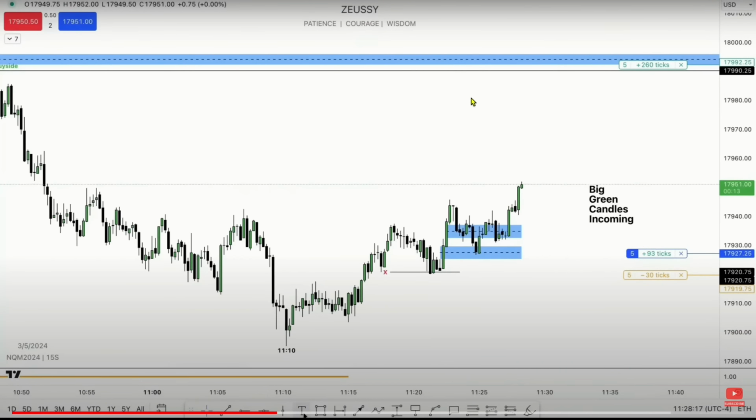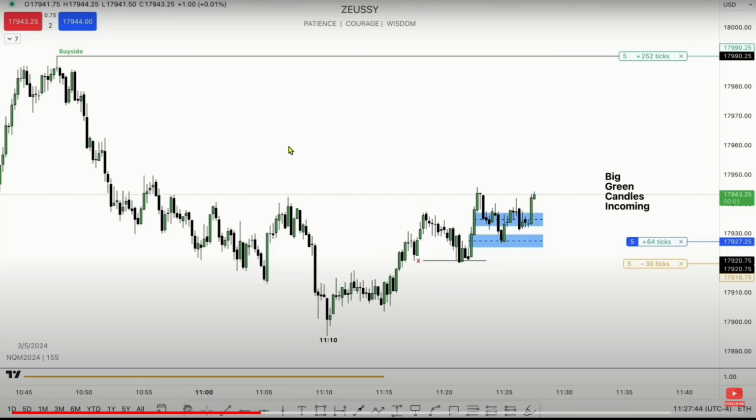And you might be wondering, why is that high time-based? Pay attention again to the cycles fractalized by 3. Final AM cycle divided by 3 gives us 10 to 10:30, 10:30 to 11, and 11 to 11:30. This high formed between 10:30 to 11. We're now trading inside of 11 to 11:30.